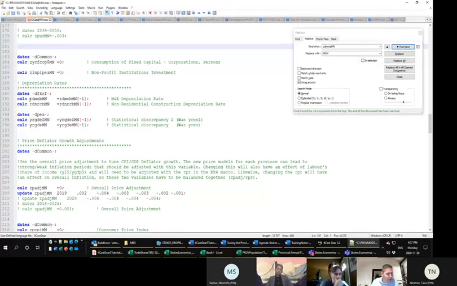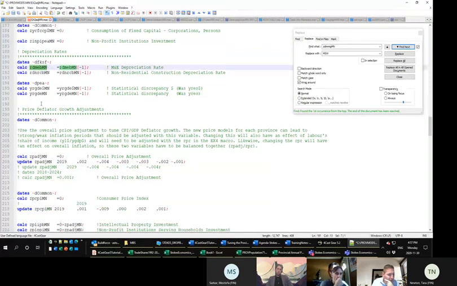See the RDs, these are just depreciation rates. Nobody ever plays with any of this stuff. Statistical discrepancy, so this is just taking historical computed residuals and then extending them out in the future. You don't want to mess with that stuff.